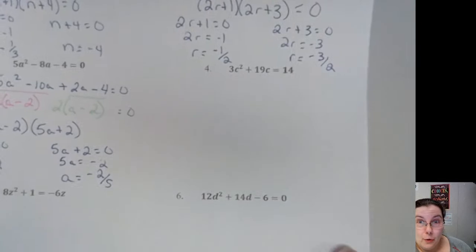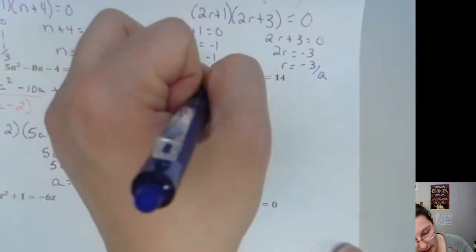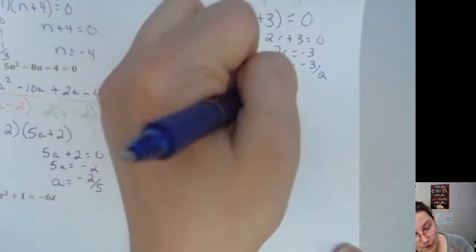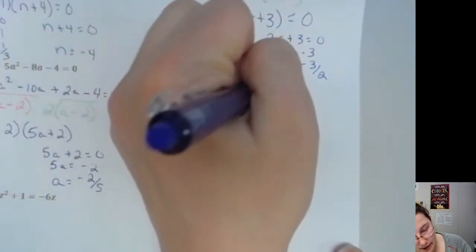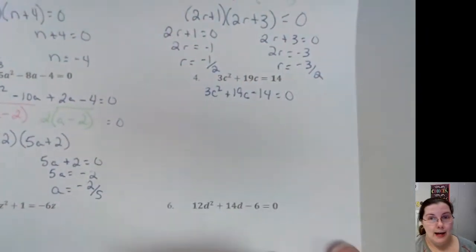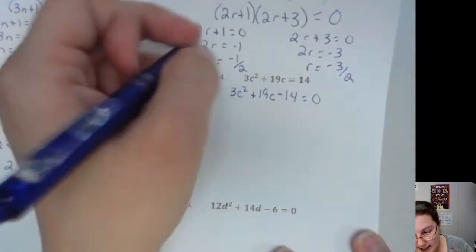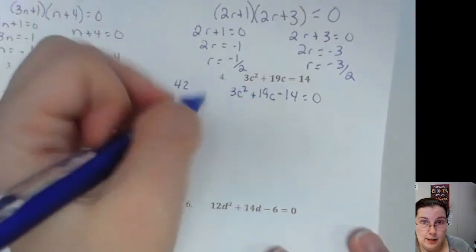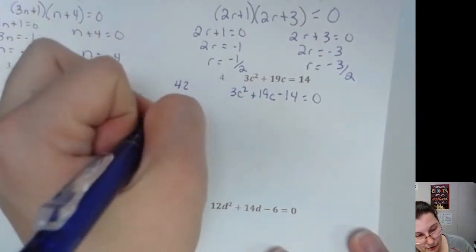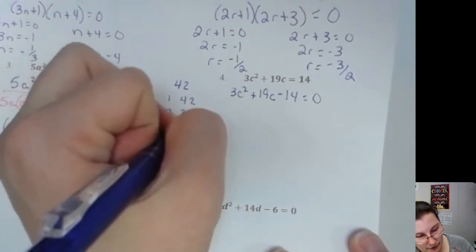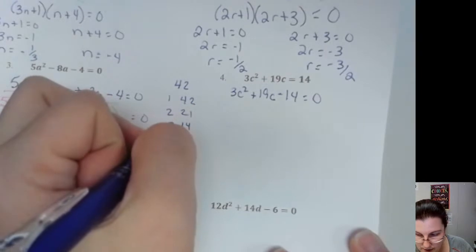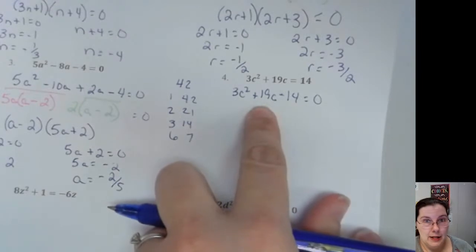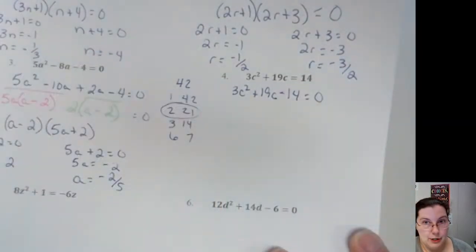Looking at number 4, first thing I have to do is move this 14, so I'm going to have 3c squared plus 19c minus 14. We have to move that 14, so minus 14 equals 0. So now multiplying 3 and 14, that is going to give me 42 for my product, and we're going to have 1 and 42, 2 and 21, 3 and 14, let's see here, 4, 5, 6, and 7. All right, and we need to get to 19. So to be able to get to 19, we're going to use our 2 and 21.